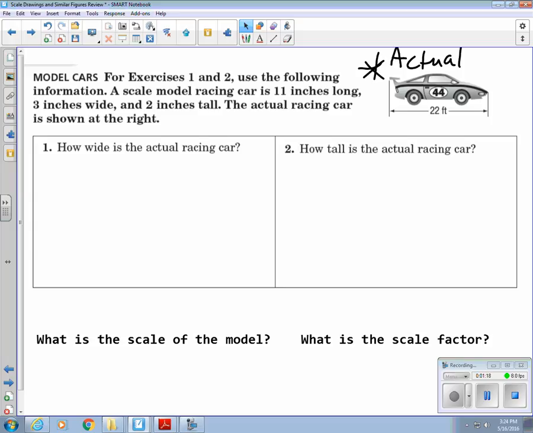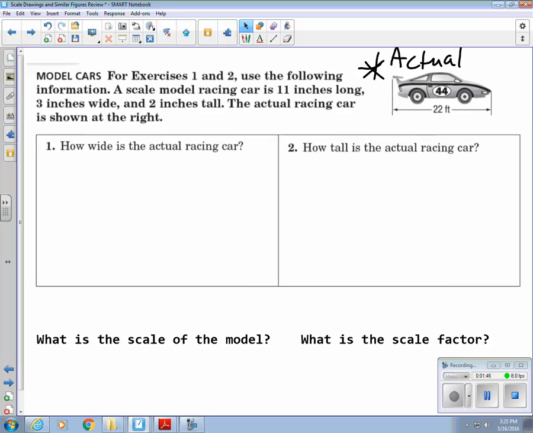Anytime we're doing problems that involve similar figures or scale drawings, we're typically going to use a proportion to solve this. So I'm going to make a proportion from information that I know, and then use it to help me find information that I don't know. So how wide is the actual racing car? I don't know how wide it is. And when we say width, we mean from the tire on the right to the tire on the left, or across the front.